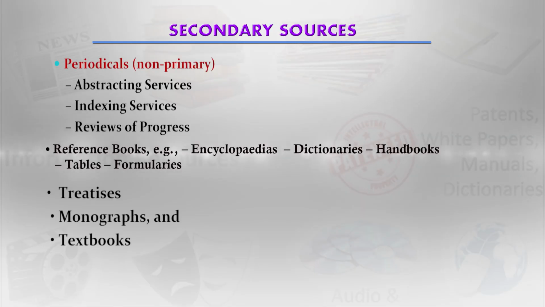Then the second categorization provided by Grogan is secondary sources. Here also he placed periodicals, and he specified them as non-primary periodicals, where primary contents are not provided, like abstracting services, indexing services, review of progress. In the secondary sources, he placed reference books also, like encyclopedias, dictionaries, handbooks, tables, formulas, treatises, monographs and textbooks. This way Grogan categorized information sources into primary and secondary.